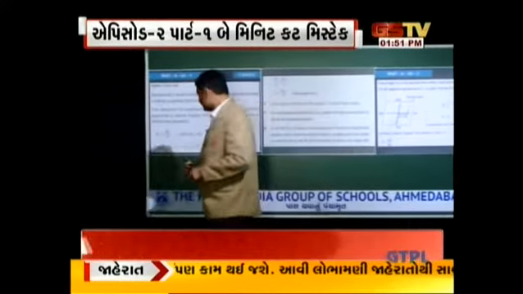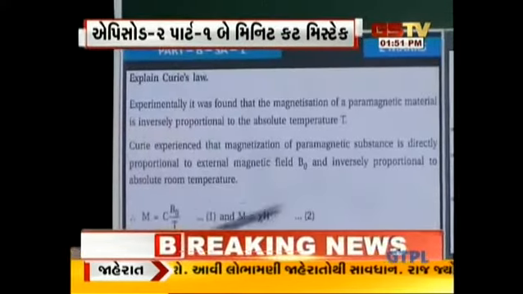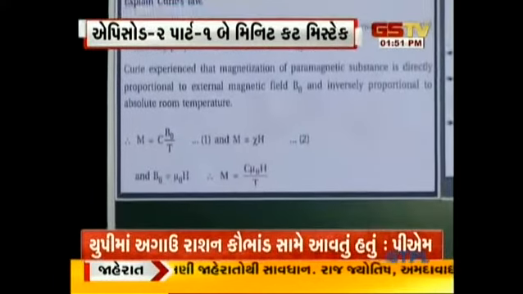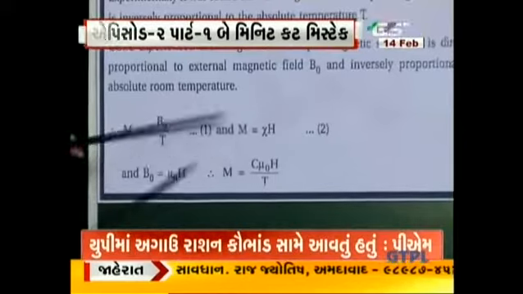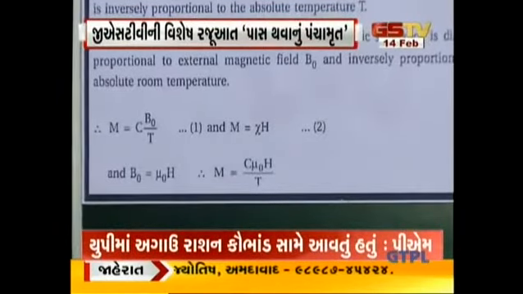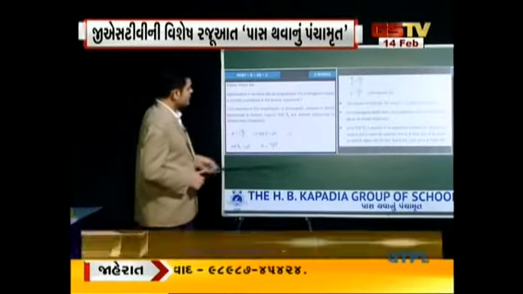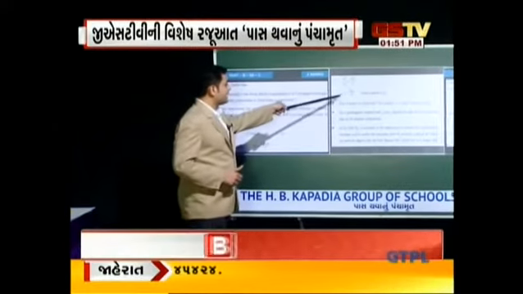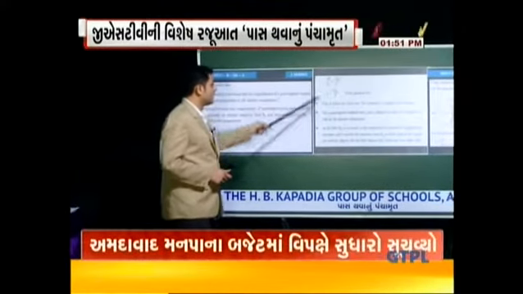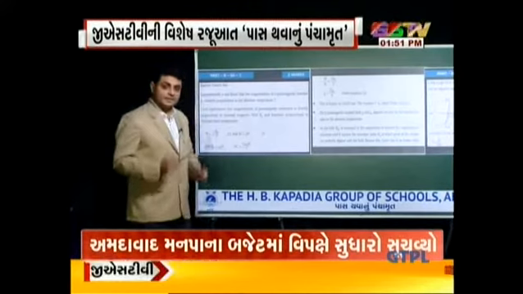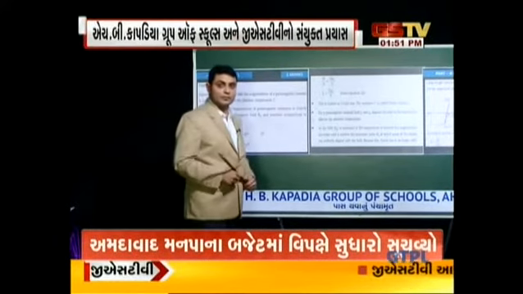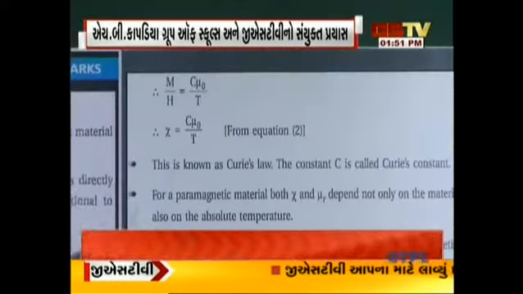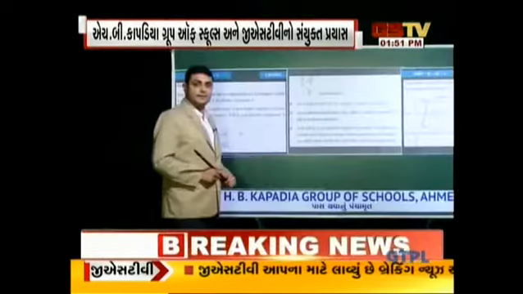So here M is equal to chi H, where chi is called magnetic susceptibility. If you put that value here, we get M is equal to C mu 0 H by T. After deriving this, we can say chi is equal to C mu 0 by T, where chi is called susceptibility. So susceptibility of a material can be changed. That was found by Curie. That was a great discovery. Chi is equal to C mu 0 by T.